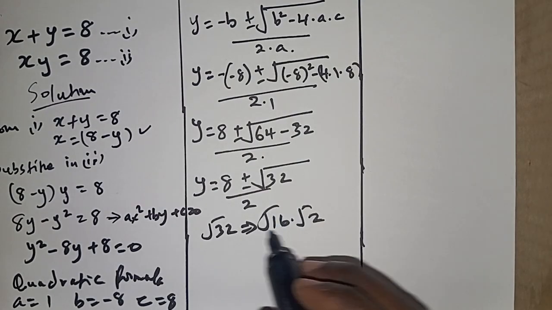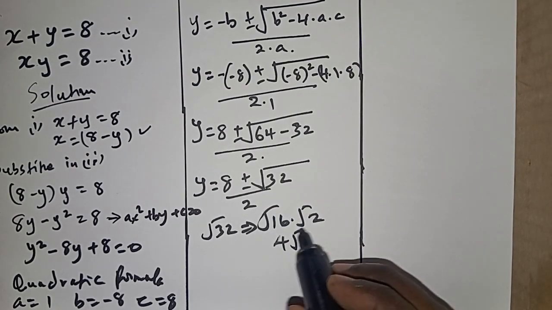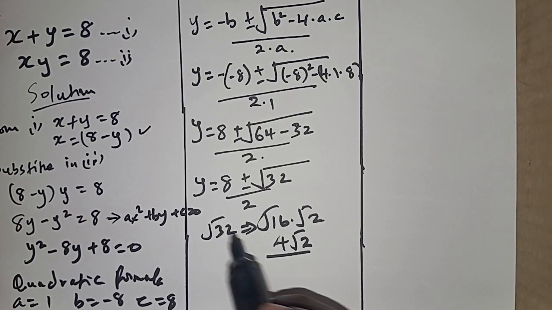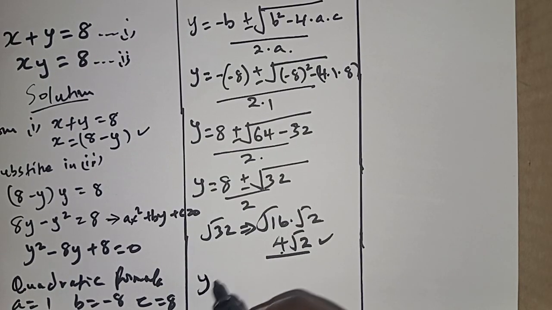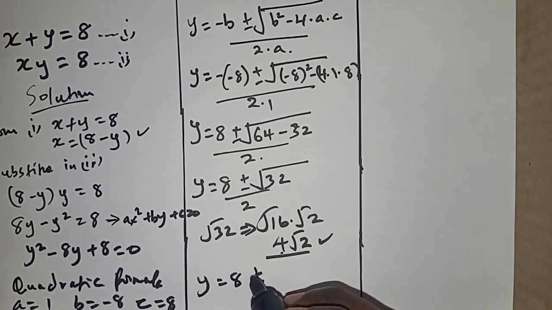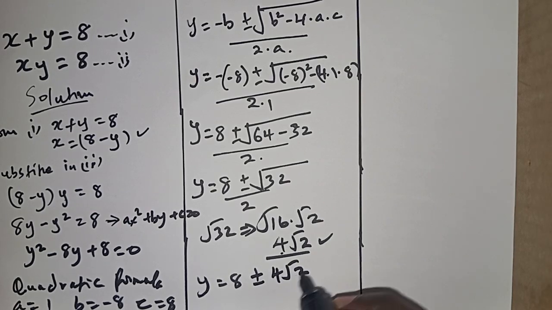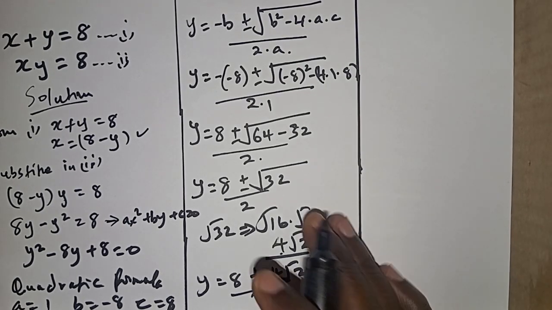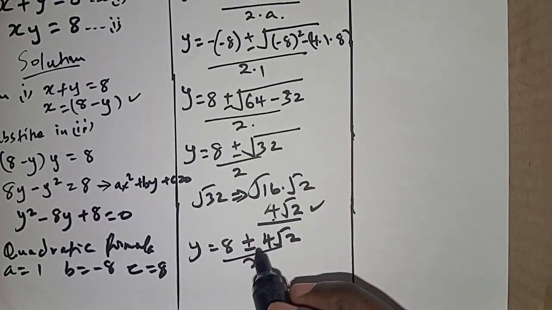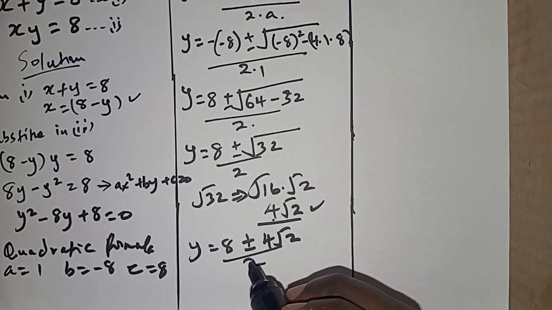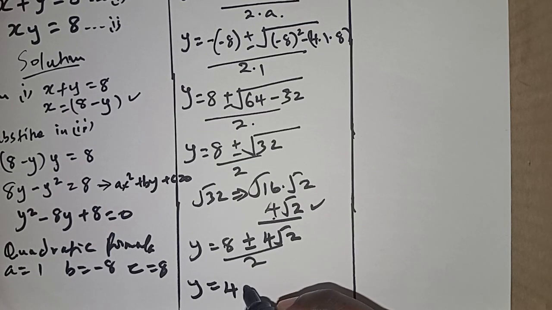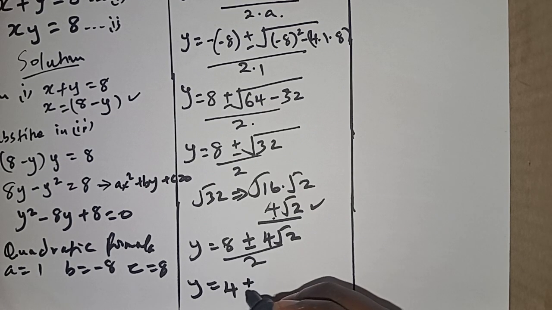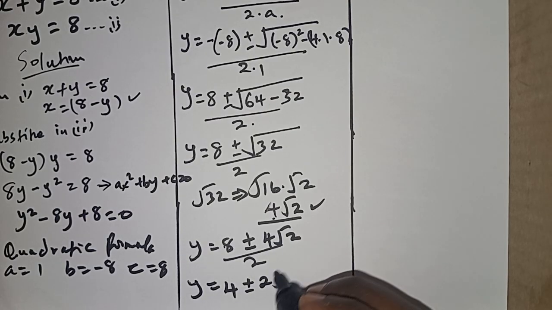So root 16, I know root 16 is 4. So root 32 is the same as taking 4 multiplied by the root of 2. So y now becomes 8 plus or minus 4 root 2, and then divided by positive 2. So guys, at this stage I should be able to divide all through by the denominator, and the denominator goes here. Now y becomes 4 plus or minus 2 root 2.